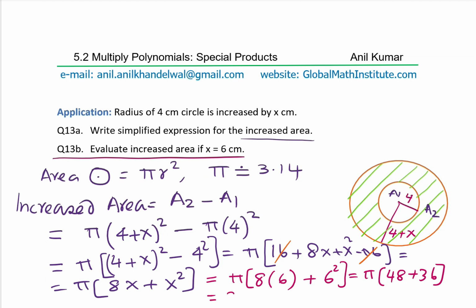So we get pi, which is 3.14 times, when you add this, 48 and 36 is 84. So you can now approximately multiply, well, round it to like 90 times 3, you get approximately 270, right? So you could approximate your answer if the calculator is not allowed. But if the calculator is allowed, we could actually multiply and see our result.